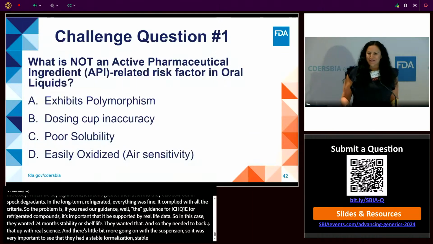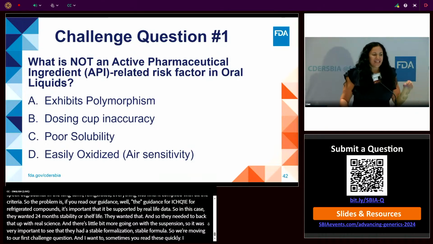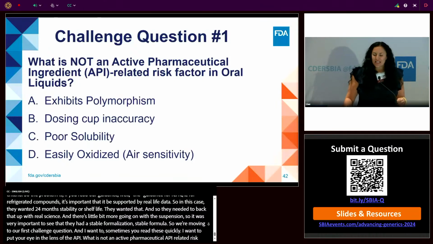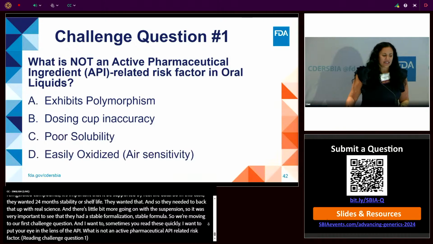So we're moving on to our first challenge question. And I want to, sometimes we read these quickly, I want to put your eye in the lens of the API. What is not an active pharmaceutical API-related risk factor for oral liquids? So A, exhibits polymorphism; B, dosing cup inaccuracy; C, poor solubility; D, easily oxidized, air sensitive. So I'm going to give you a couple seconds to think about that.